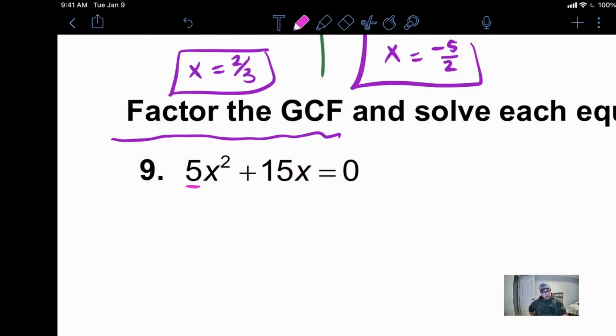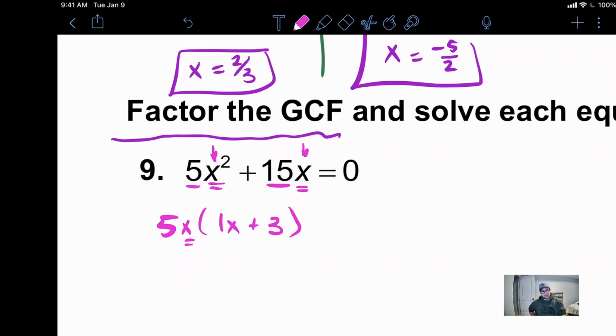So out of 5 and 15, I can pull out a 5. This one has 2 x's. This one has 1, so I can pull out 1 x. 5 divided by 5 is going to leave us with 1. If I started with 2 x's and I pulled out 1 x, I would be left with 1 x. 15 divided by 5 is going to give us 3. I started with 1 x, I pulled out 1 x, so I don't have any x's left.